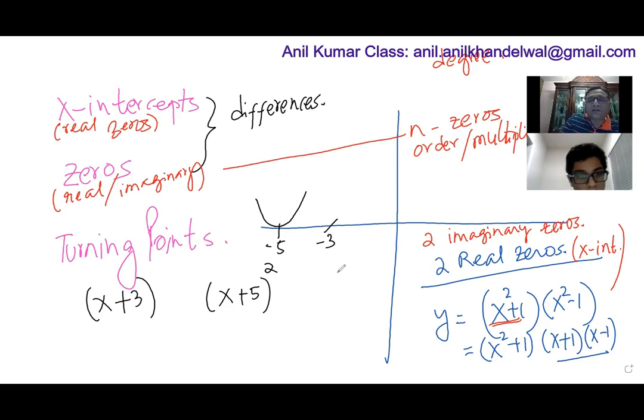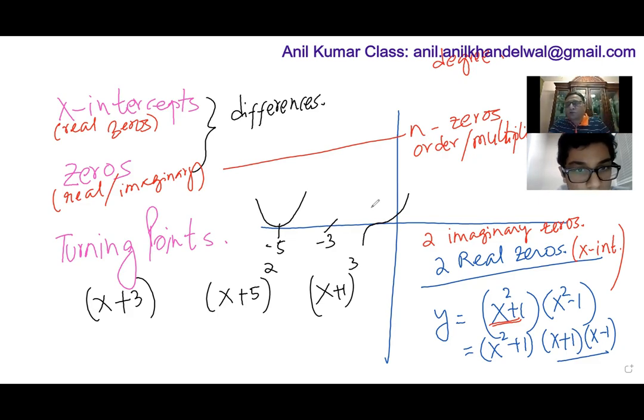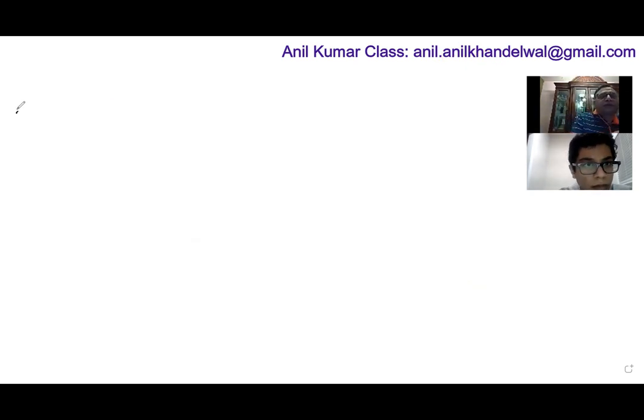On the other hand, if I have x plus 1 whole cubed, then that means the curve could be going like this. Do you see that? Order 3. So these are 3 different types of zeros, but all are only one x-intercept. You get the idea? So that's a huge difference between zeros and x-intercepts. Now let's get back to turning points. Between any two zeros, there will be a turning point, correct? So let me take a new page so that I can talk about turning points in more detail.